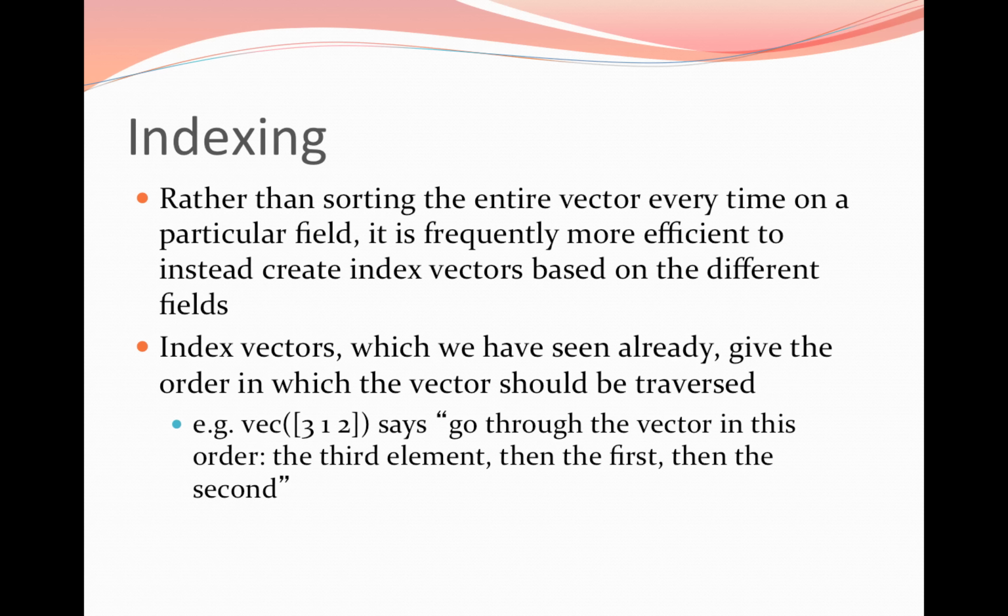For example, vec sub square brackets 3, 1, 2 says go through this vector in the order, first the third element, then the first, and then the second.